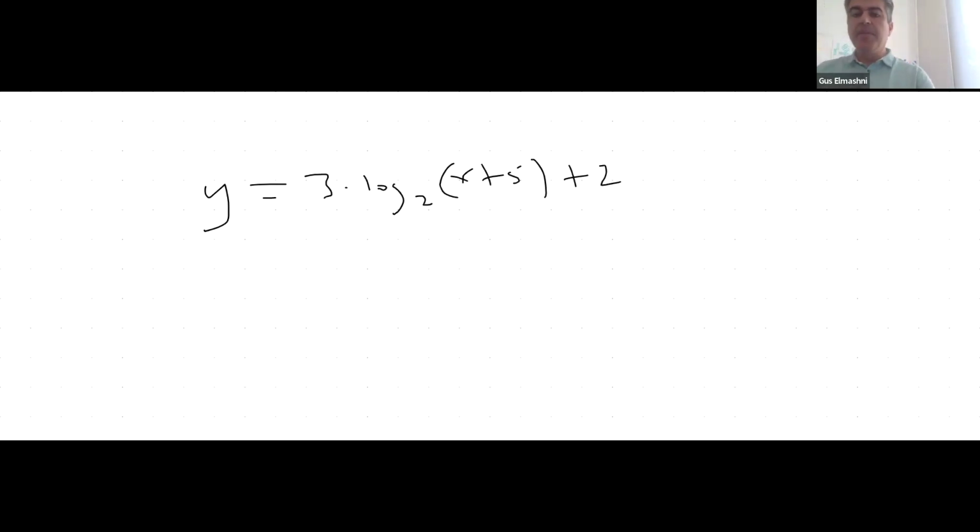Perfect. Okay. So let's see here. What do I do? So y equals 3 times log base 2 of (x plus 5) plus 2. Okay. How would you do this without a calculator?